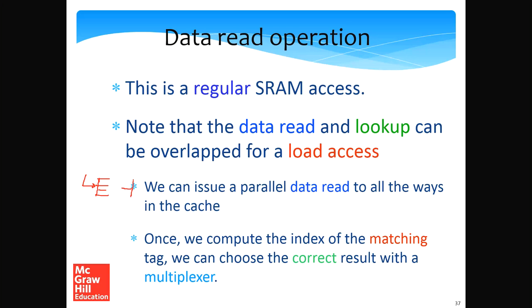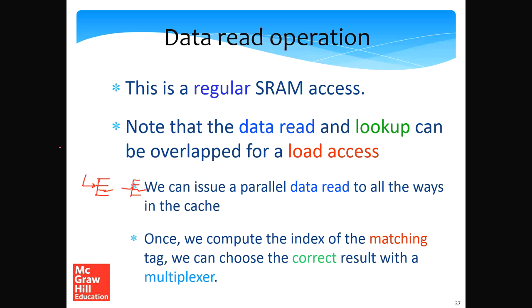Simultaneously, we can do a little bit of additional work. We can read the contents of all the four ways from the data array. In this sense, we are overlapping the data read with the lookup. After that, once we compute the index of the matching tag, let's assume that the third entry was the matching tag. Then the third entry of the data array is what can be chosen, right? So we can overlap both.